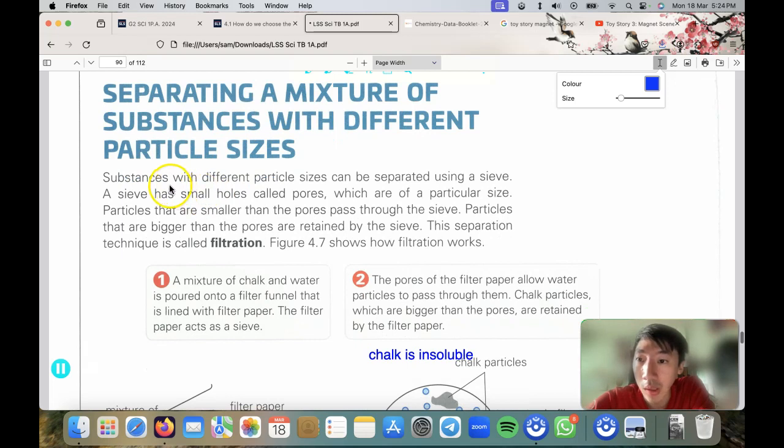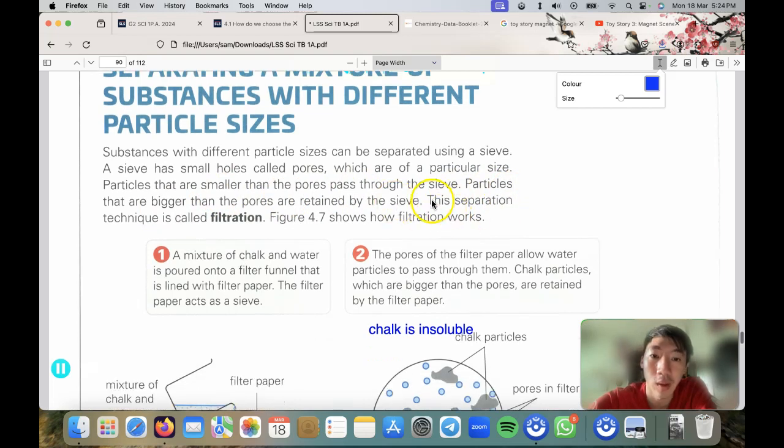We see that substances with different particle sizes can be separated using a sieve. A sieve has small holes called pores, which are of a particular size. Particles that are smaller than the pores pass through the sieve. Particles that are bigger than the pores are retained by the sieve. This separation technique is called filtration.